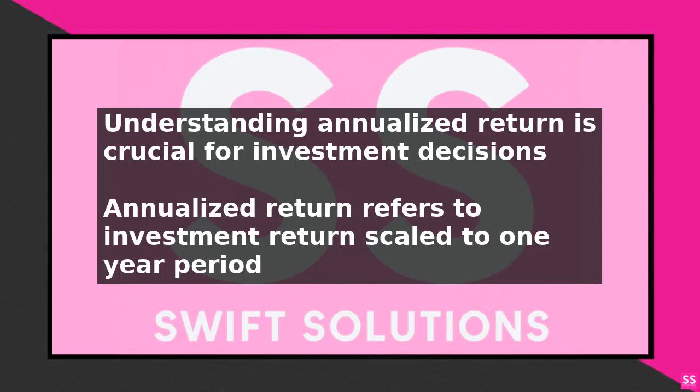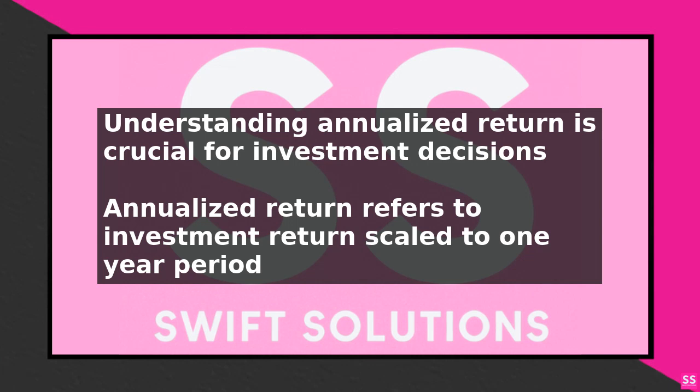Comparing Betterment annualized return versus alternatives is a crucial step in making informed investment decisions. To start, it is essential to understand what annualized return means. Annualized return refers to the rate of return of an investment over a given period, scaled to a one-year period. This metric allows investors to compare the performance of different investments with varying time frames.